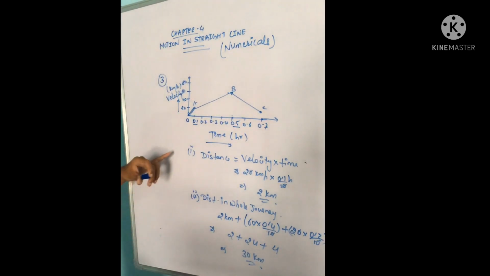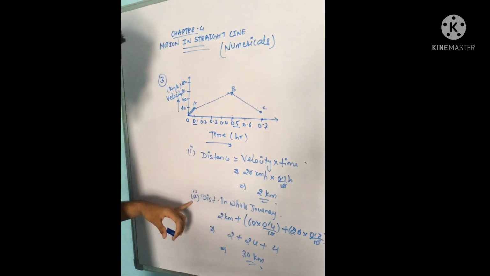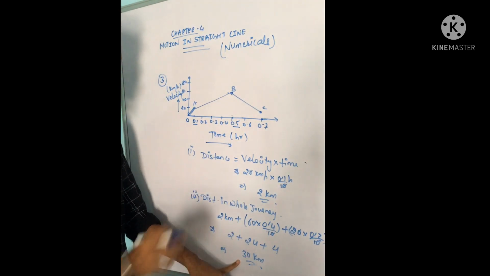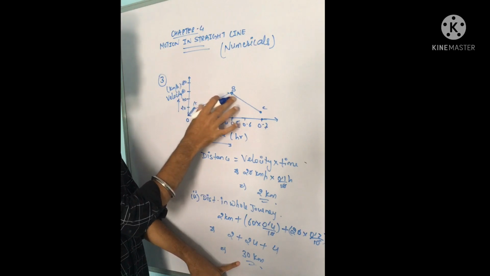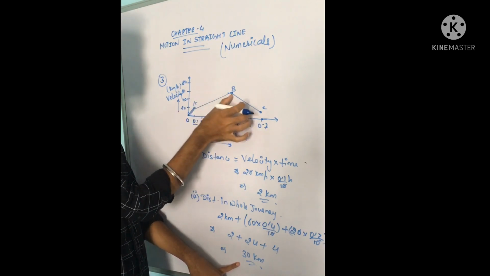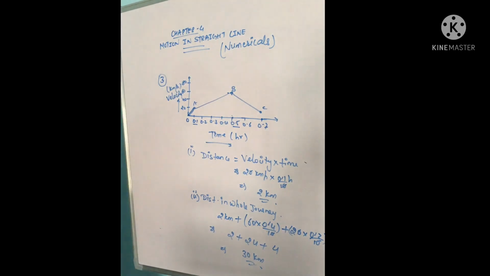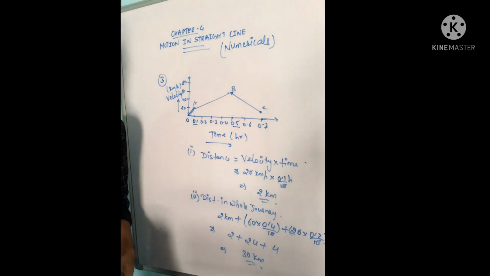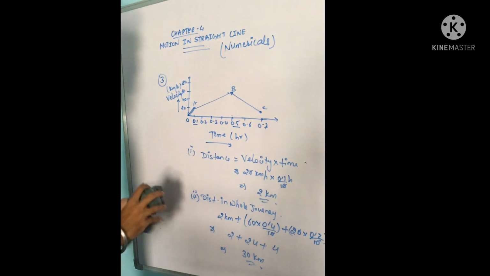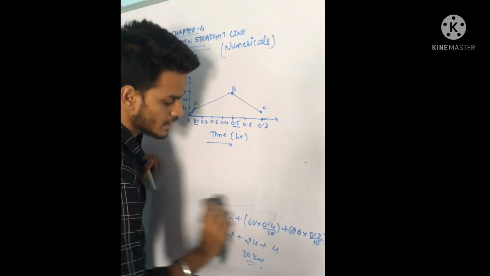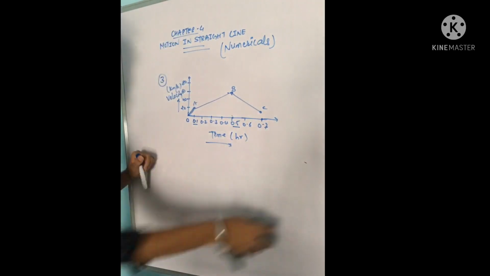Is it clear? The first part is 2 kilometers and the second part we get as 30 kilometers. We have to find the distance in each part, O to A, A to B and B to C, and adding them all we get the total distance in the whole journey. Now the last part: how much time does the car take in the first 14 kilometers?